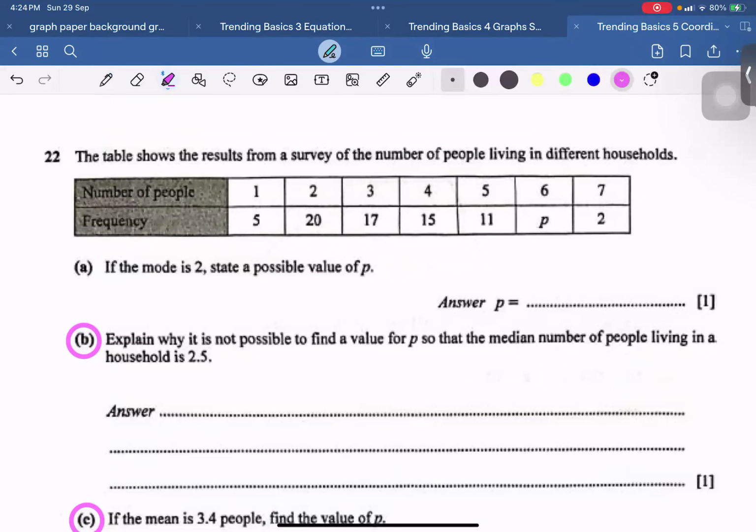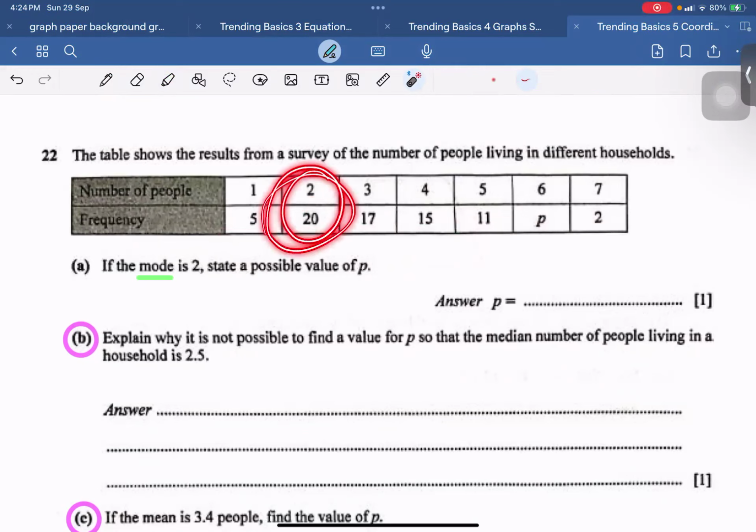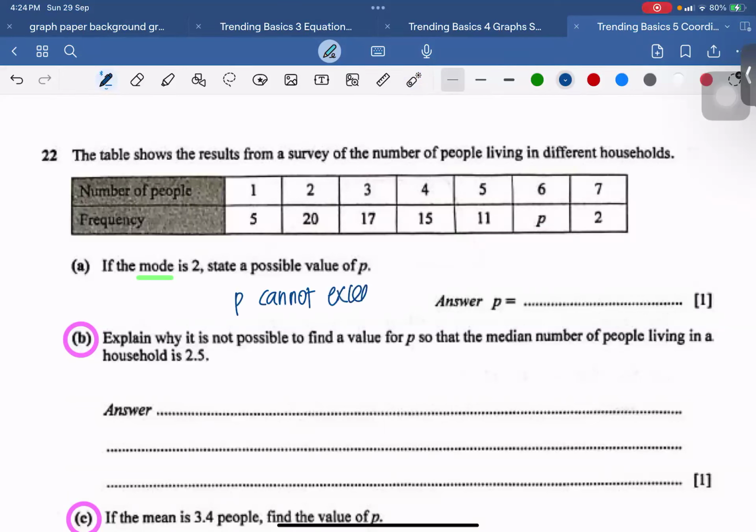If the mode is 2, mode is 2 meaning the one with the highest frequency. Which is the one with the highest frequency now? This one, right? So this one is already my highest frequency, and the mode is still staying at 2. The highest frequency is 20. That means this value P cannot exceed 20. So you choose any number, state a possible value. Maybe I can put 5, 3, 2, 7, or whatever, any number except 20.